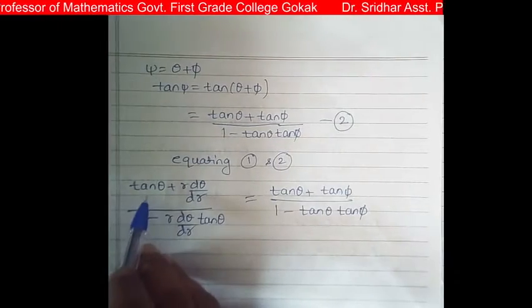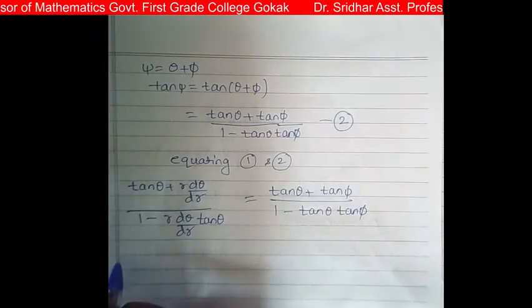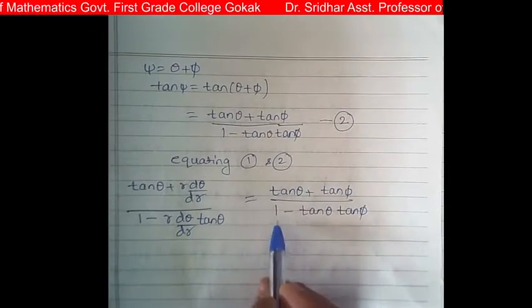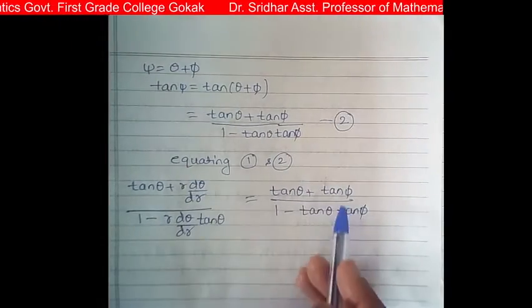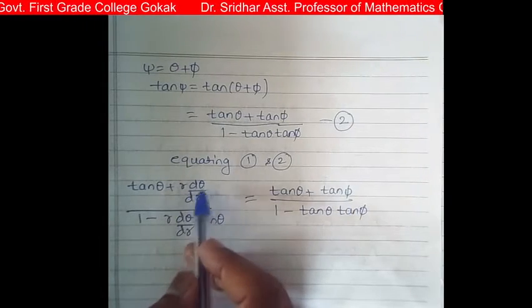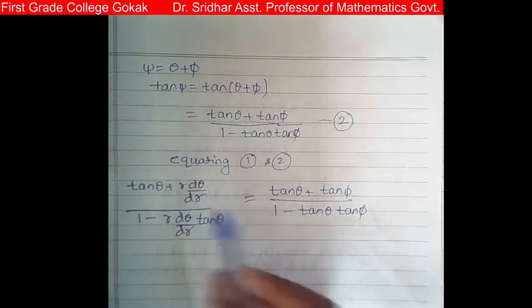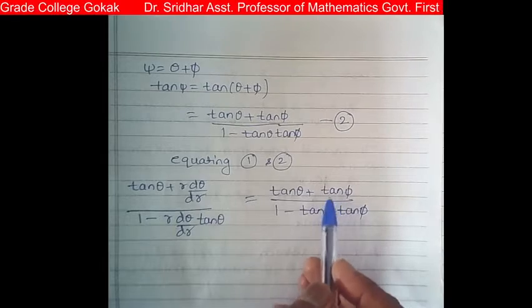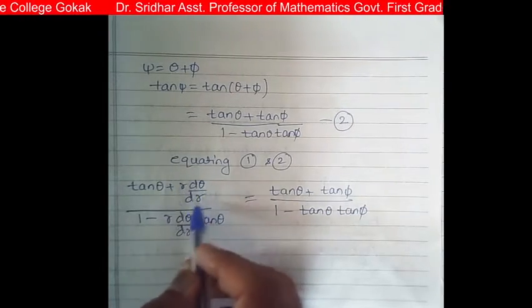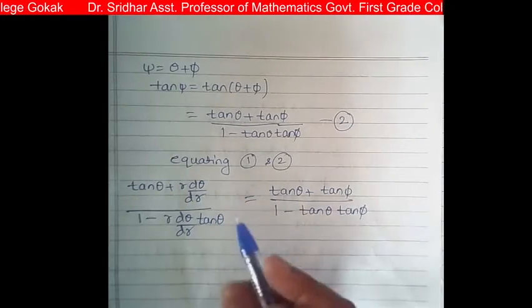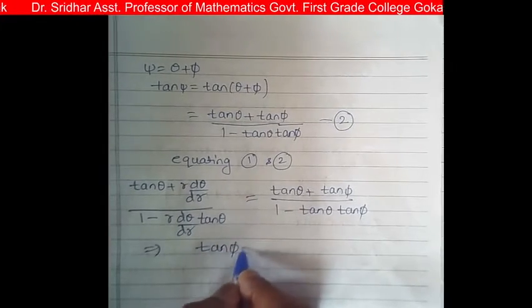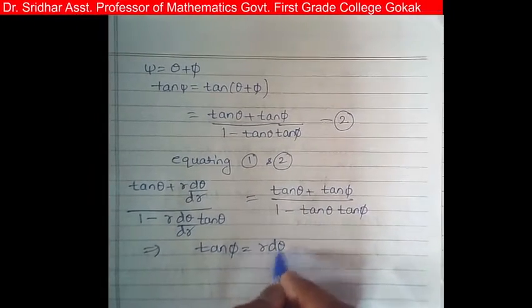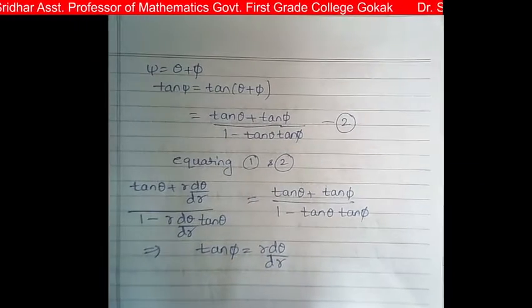That means here tan theta is equal to tan theta, then 1 is equal to 1, then tan theta is equal to tan theta. Then tan phi is also equal to r into d theta by dr. That means the second term must also be equal to the corresponding term r into d theta by dr, which implies tan phi is equal to r into d theta by dr.